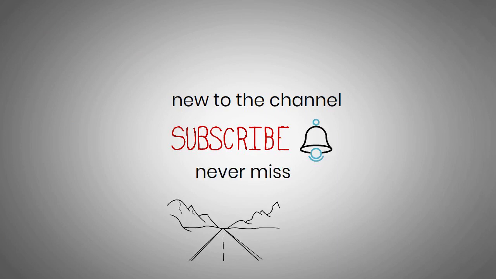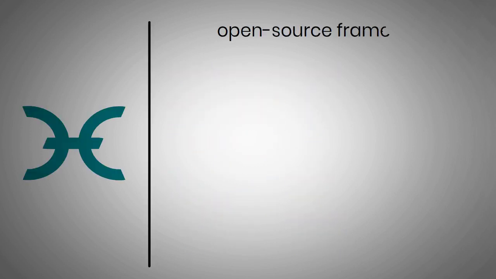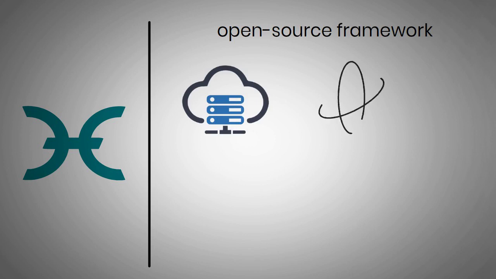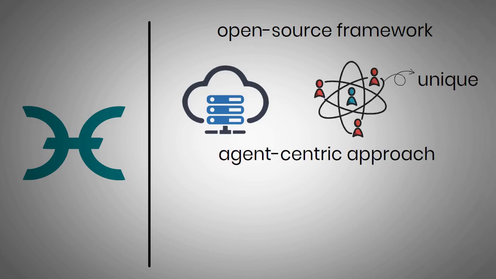Now, with the intro out of the way, let's get into our topic for today. Holo, or HOT, is an open-source framework for creating distributed peer-to-peer applications. It operates as a cloud hosting market for dApps. The network is unique in that it incorporates an agent-centric approach to the market.